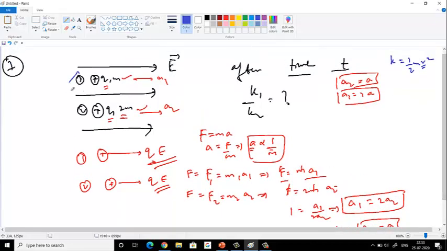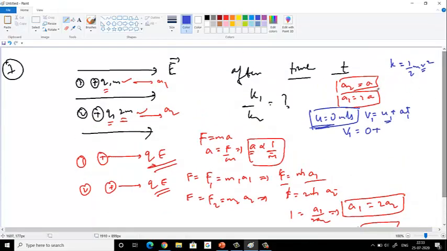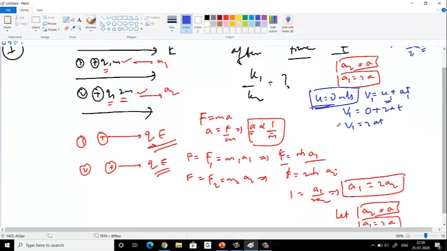Suppose both the particles start from rest. Starting from rest means the initial velocity for both particles is 0 meters per second. Then we use v is equal to u plus at for both. So v1 is equal to u1 plus a1 into t. But u1 is 0, because for both the initial velocity is 0. So v1 is equal to 0 plus a1 into t, where a1 is 2 times a. So v1 is equal to 2at.